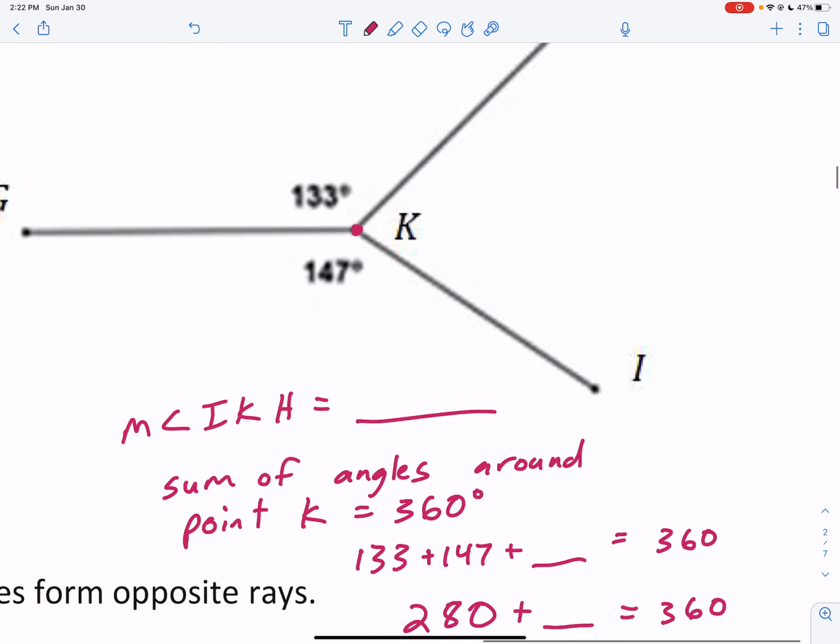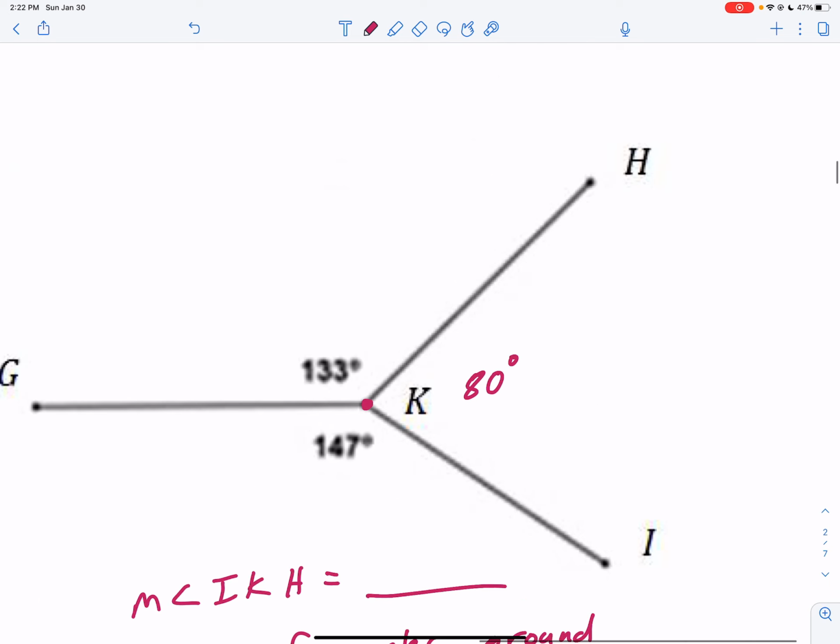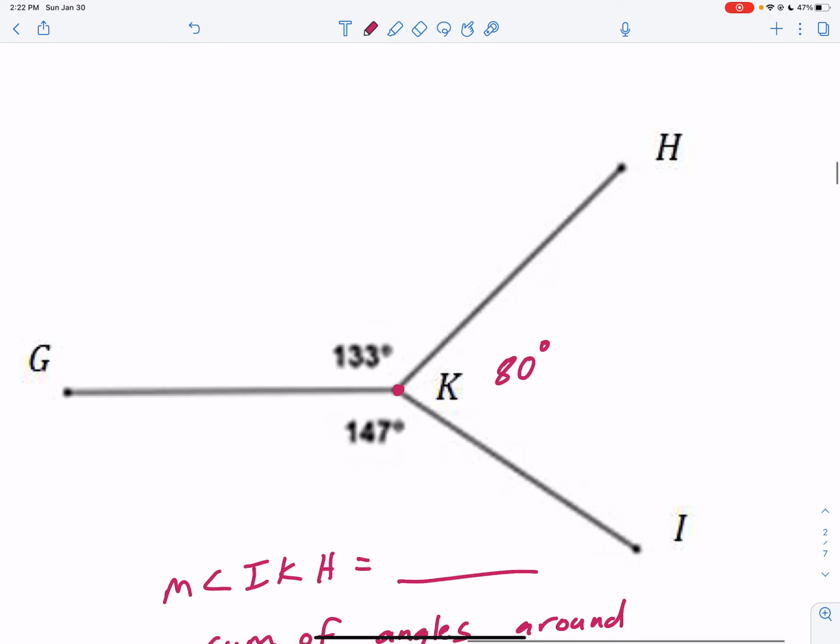So whatever this is, 80 degrees, because the sum of angles around a point is 360 degrees. Since the measure of angle HKG is 133, and the measure of angle GKI is 147 degrees, if all of these angles sum to be 360 degrees, then K must be 80 degrees.